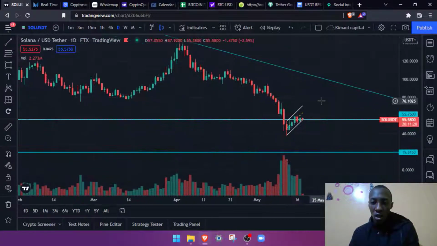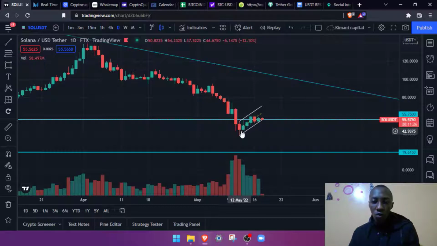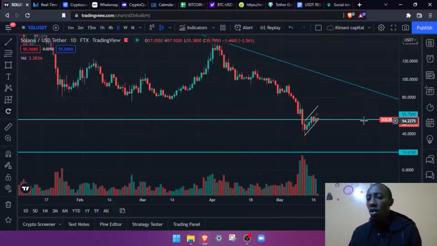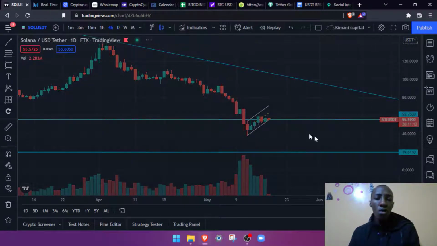Let's see the daily time frame. Of course, we are also forming this kind of bear flag here after this sharp drop. So chances are we're probably going to go even further down. If not, that means we're going to have this sort of relief bounce before we go further down. So guys, be on the lookout on that.